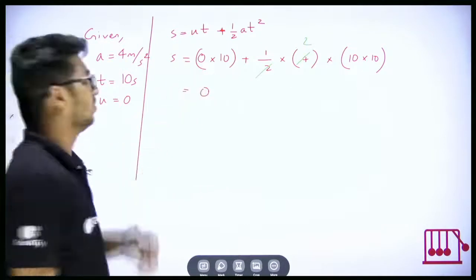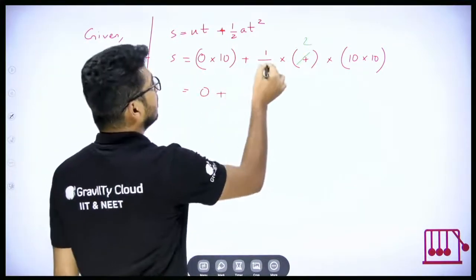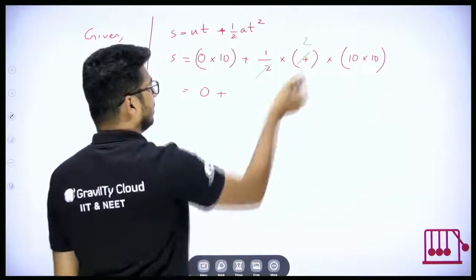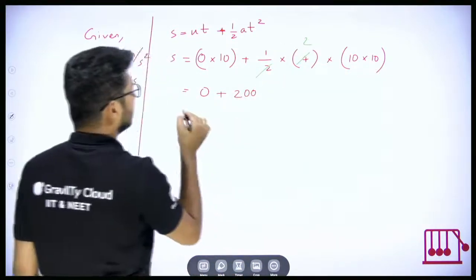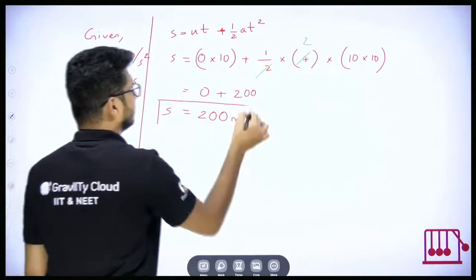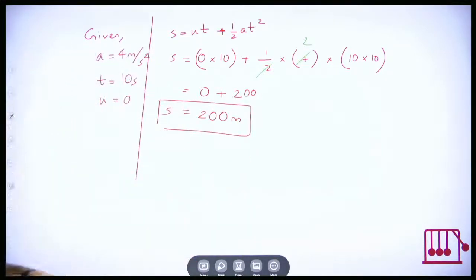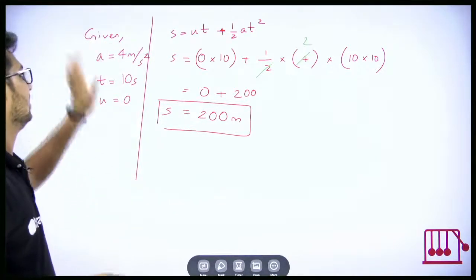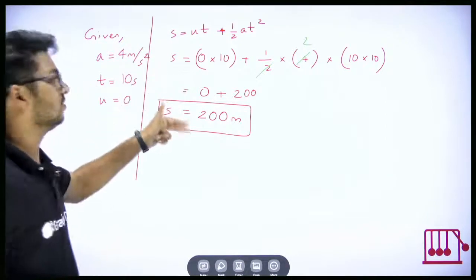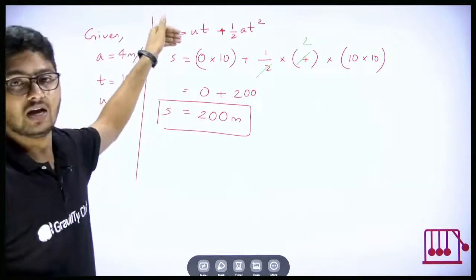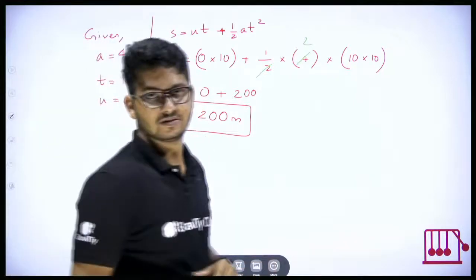So what's remaining here? 0 into 10 is 0. Plus here 2 is remaining. 10 into 10 is 100. So 2 into 100 is 200. 0 plus 200 is 200 meters. So displacement is 200 meters. See, very simple. All the steps are given here: given information, formula, substitute, solve. Given information, formula, substitute, you will get the answer.